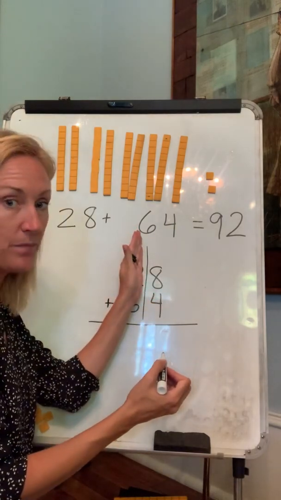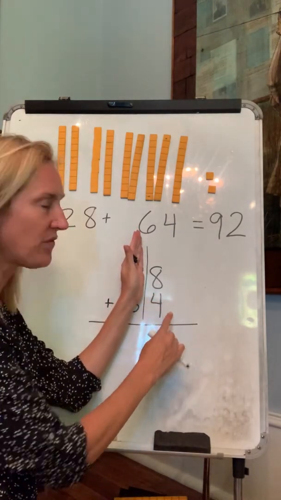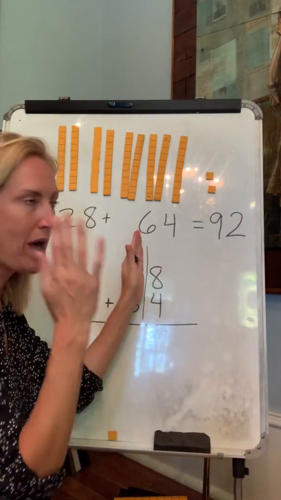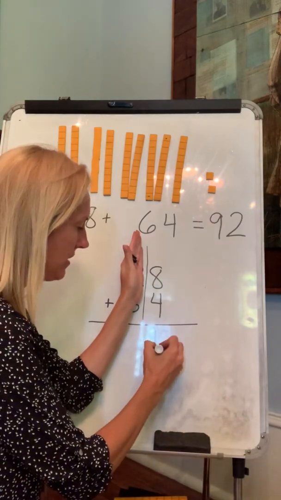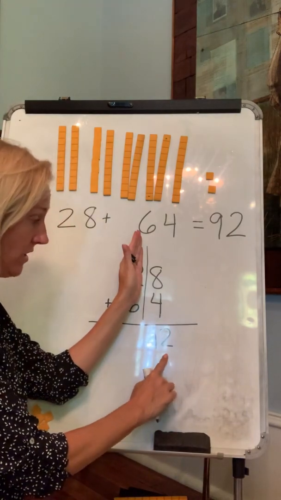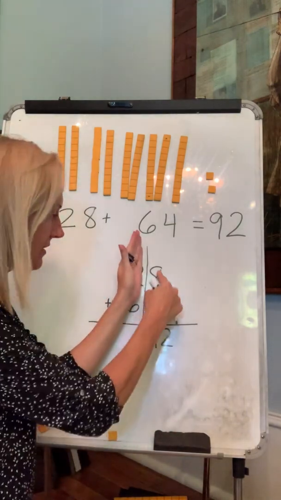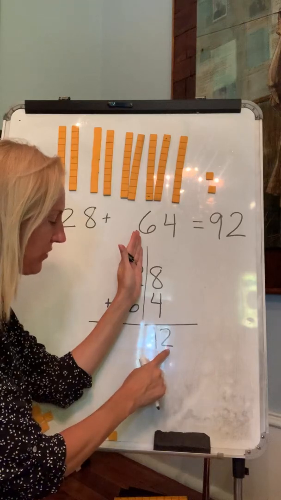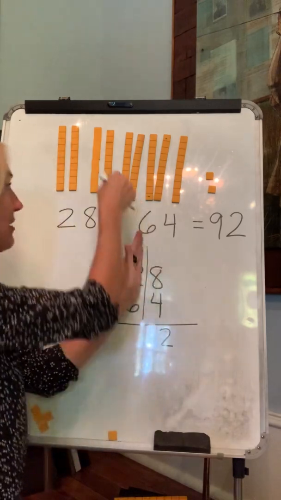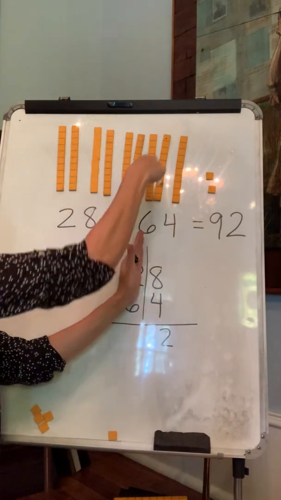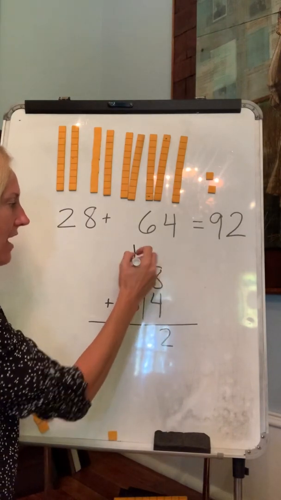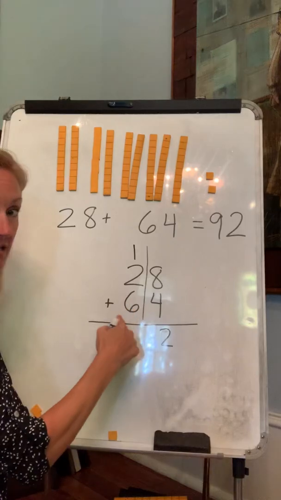I'm going to look over here. What is 8 plus 4? So 8 and 4 more. 9, 10, 11, 12. Okay. So normally I would put 12. But we can only put 1 digit in this spot. We can only put the ones here, the 2. My 2 ones. This 10 that we made, remember we made it into a 10? It has to go with the tens. So we're going to put that 1 more 10 over here with all of our tens.